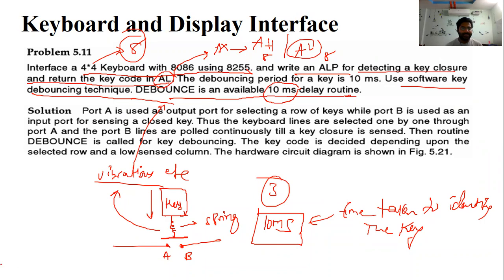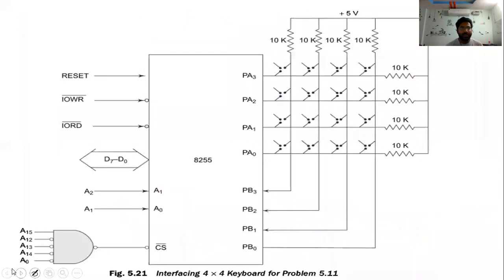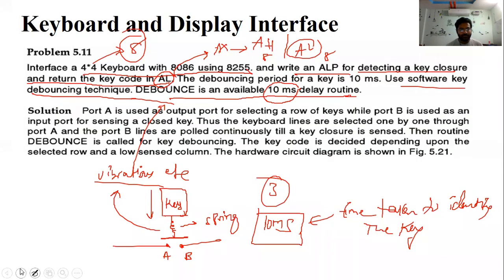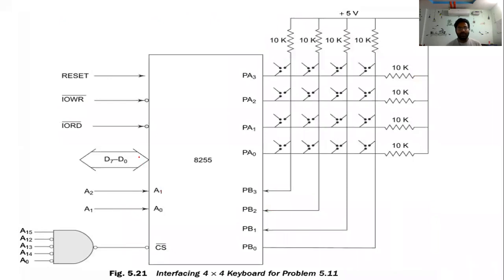This is what the key structure is like. Now we can connect. This is the microprocessor side. This is the 4x4 keyboard interfacing. Now see the 4x4 keyboard interfacing diagram. This is the 8086 microprocessor side that you are drawing.